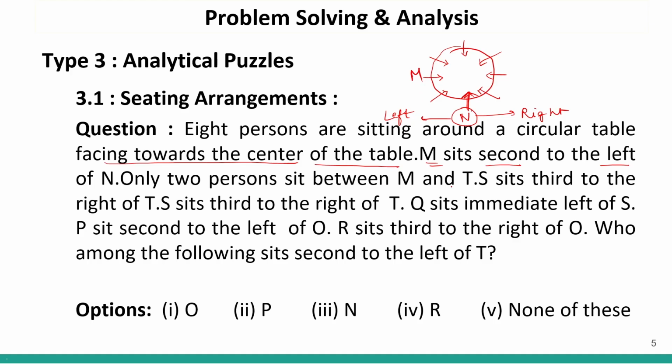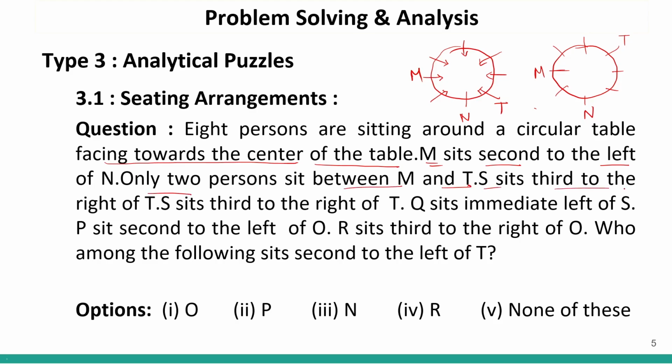Only 2 people sit between M and T. So T can be here, 1 and 2 people sit between M and T. Or let me draw another diagram over here. 1, 2, 3, 4, 5, 6, 7 and 8. Okay, so N is over here, M is over here, and 2 people sit between M and T. So either this or this. Two possibilities. So whenever you solve questions in your exam also, consider all the possibilities.